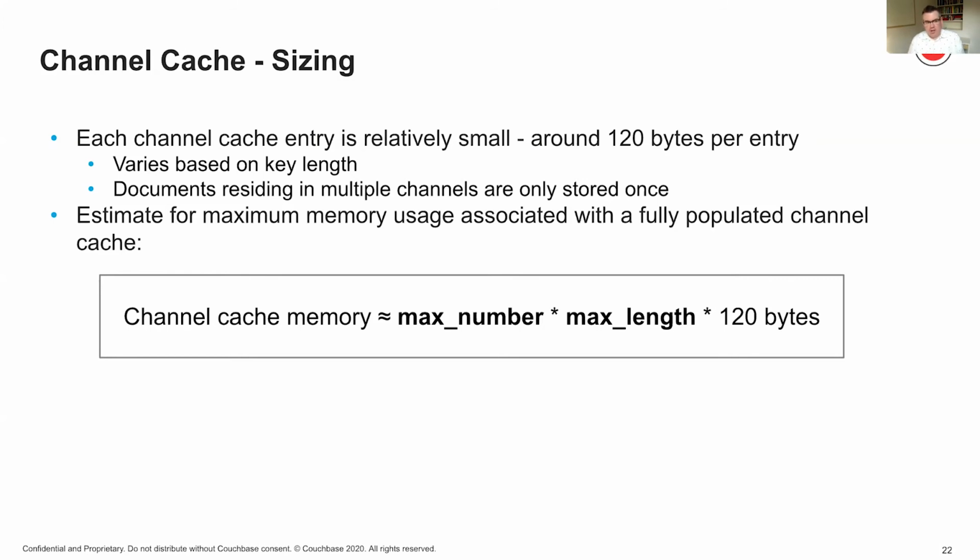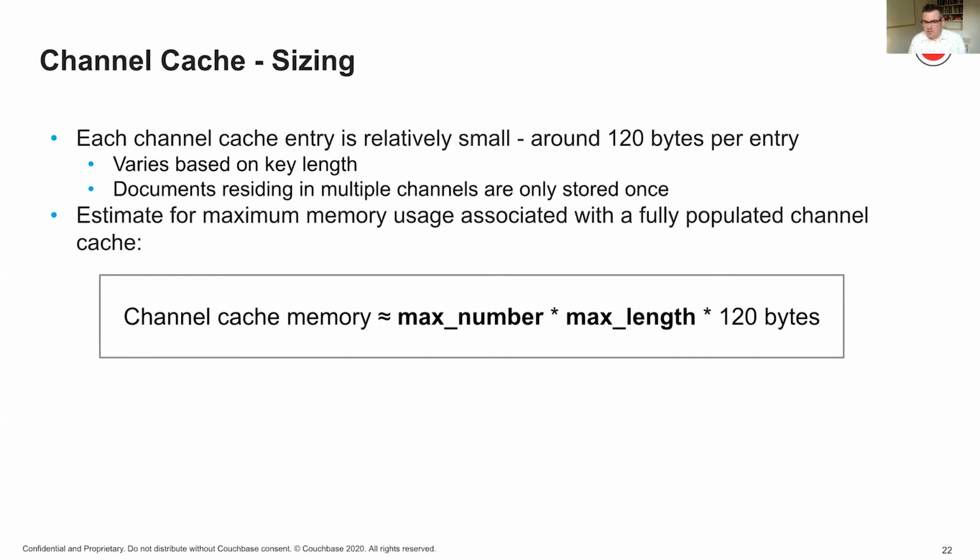It's also important to note that documents that are residing in multiple channels are only stored once. So the maximum memory usage that we're estimating here is going to be a little bit smaller if you've got highly shared documents, so documents that are in multiple channels.